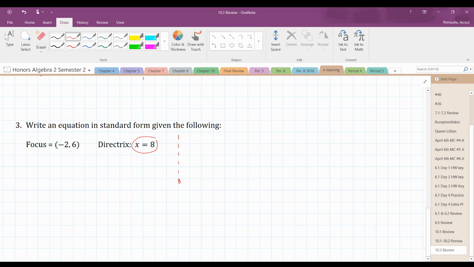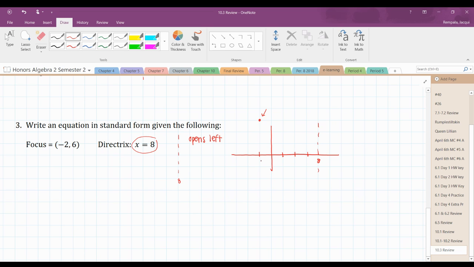Okay, so if this is 2, 4, 6, if this is 8, and that's where that line is right here, negative 2 would be over here, and then 6 would be like 2, 4, 6 up here. So notice that my focus point is to the left of my vertex. Okay, so that means that my graph is going to open to the left. And so that tells us that our p-value is going to have to be negative. So keep that in mind.